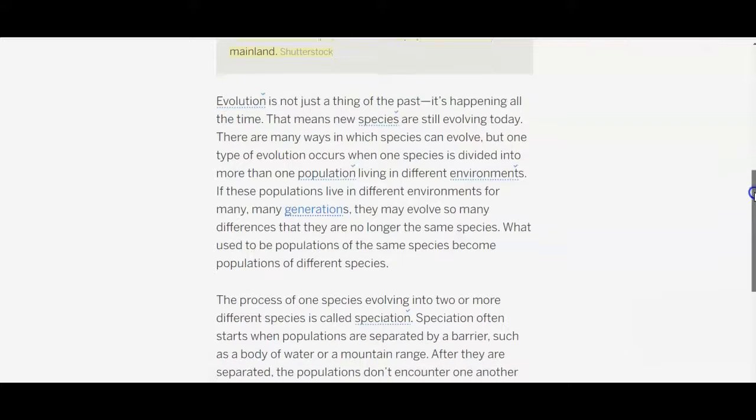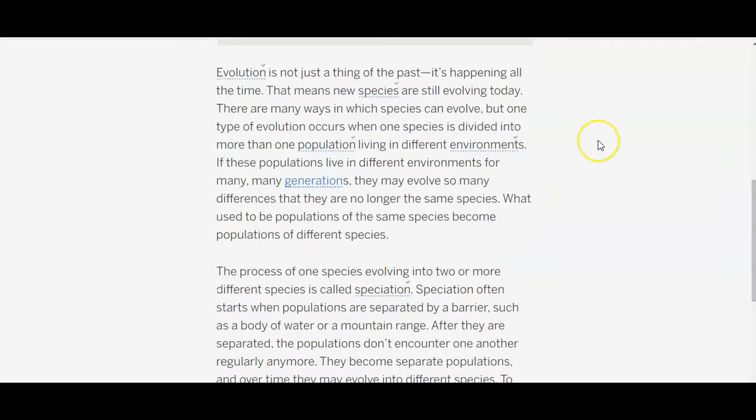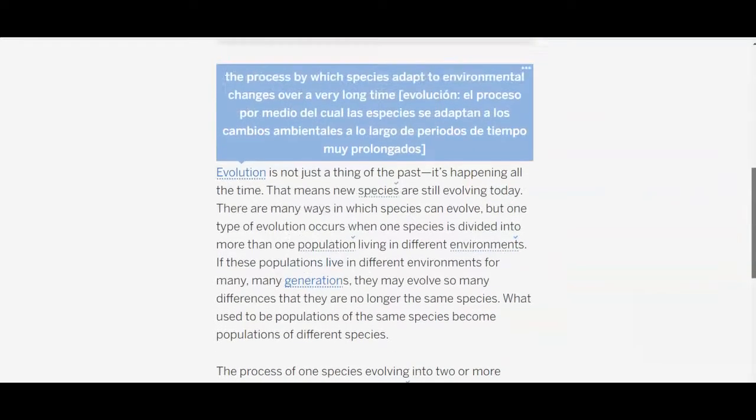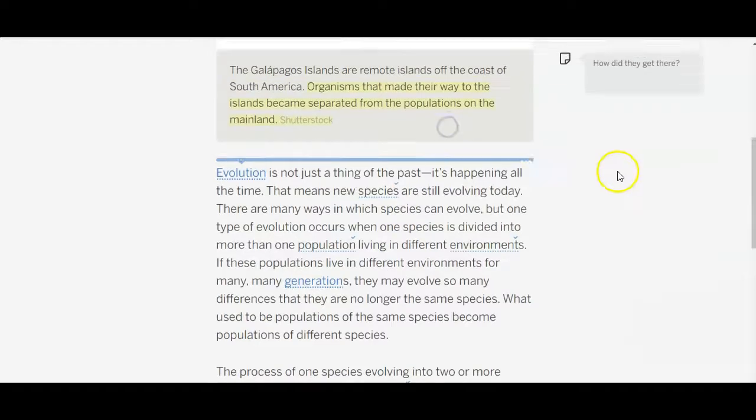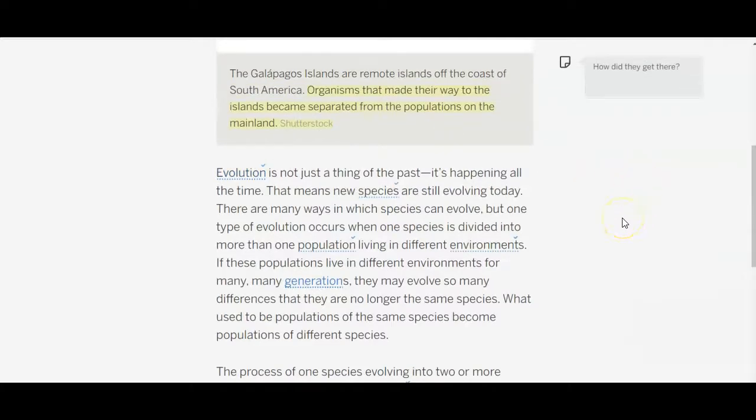Evolution is not just a thing of the past, it's happening all the time. Alright, evolution, go ahead and read that real fast. We talked about this in yesterday's. The process by which species adapt to environmental changes over very long time. That means new species are still evolving today.